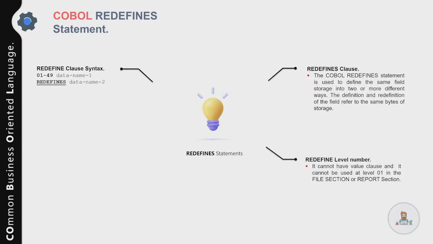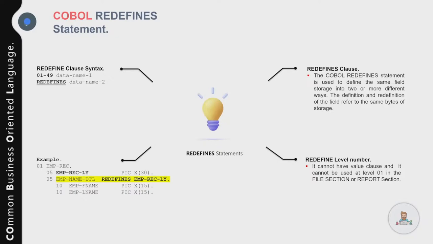Now let's look at an example so that you can understand how exactly you can use the redefines statement in your COBOL program. In the following example, you have an employee record which is defined at level 01. At the 05 level, you have employee rec layout, which is X of 30. This 30 bytes of storage is redefined as first name and last name by a group variable, employee name detail, that actually redefines employee rec layout. Similarly, at the next level, employee department name actually redefines employee rec layout once again into two different variables, employee department, that is X of 10, and employee address, that is X of 15.